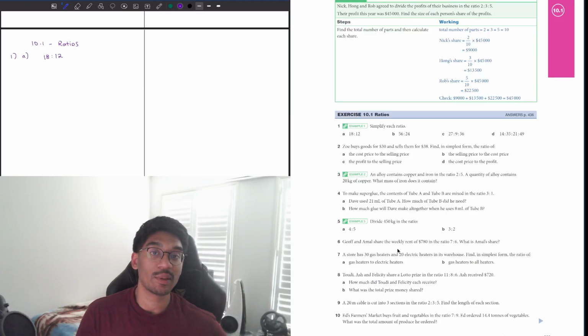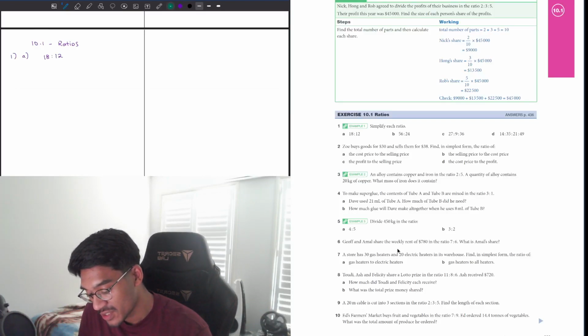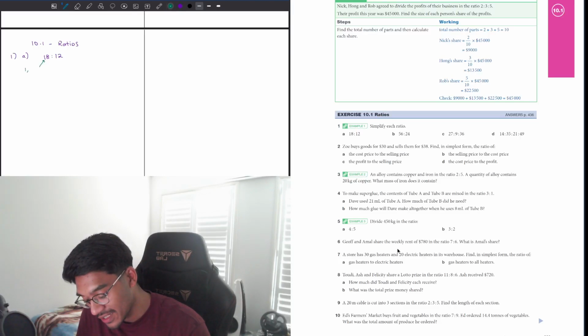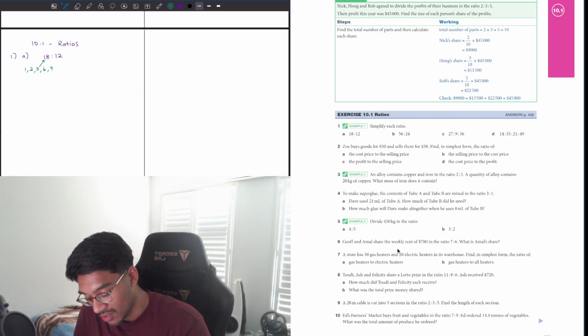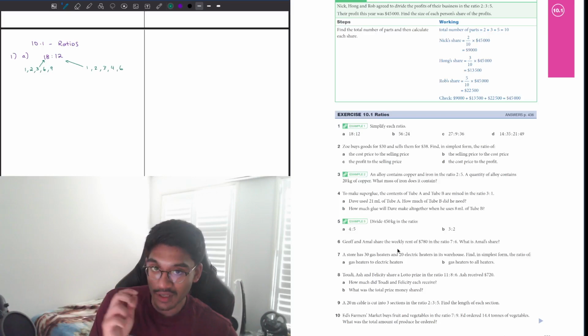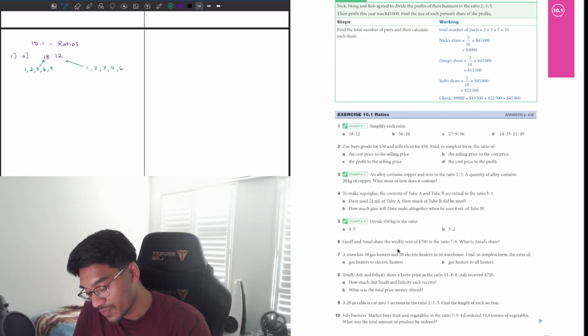Remember, when we're simplifying, we want our highest common factor. So we think about what numbers go into 18. I know 1 goes into 18, 2 goes into 18, 3 goes into 18, 6 goes into 18, 9 does as well. And then look at 12. What numbers go into 12? 1, 2, 3, 4, and 6. We want the highest number that's in common between these two. So we can see that it is 6.